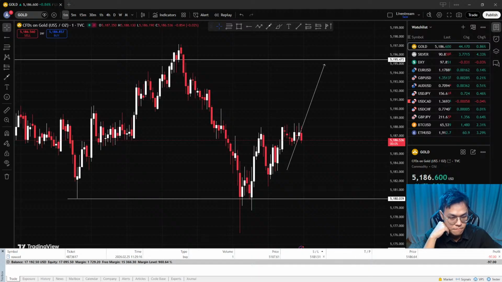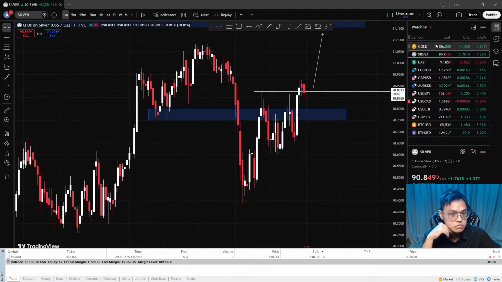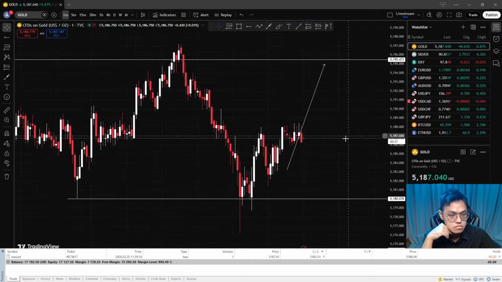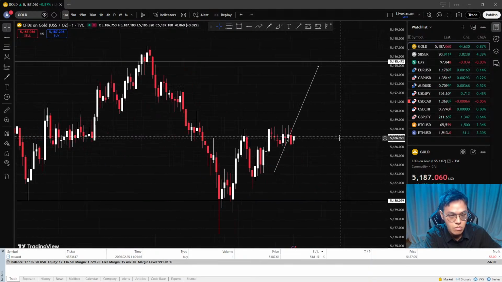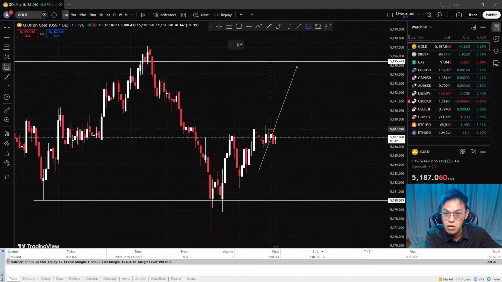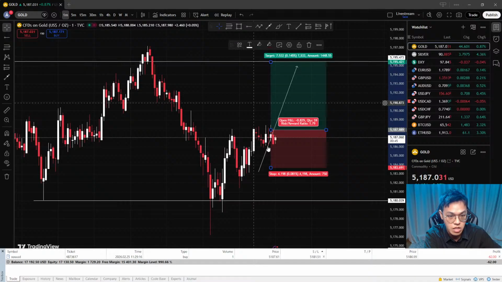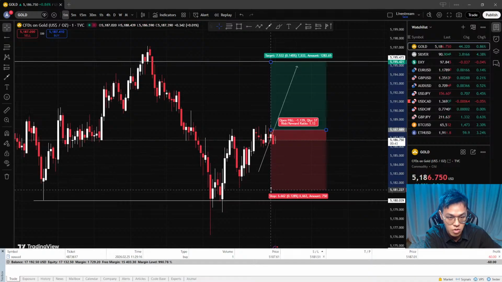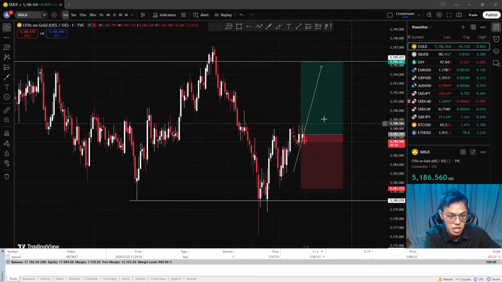All right, I placed a buy order on gold. Here's my first target, and I place my stop loss here, around this level.